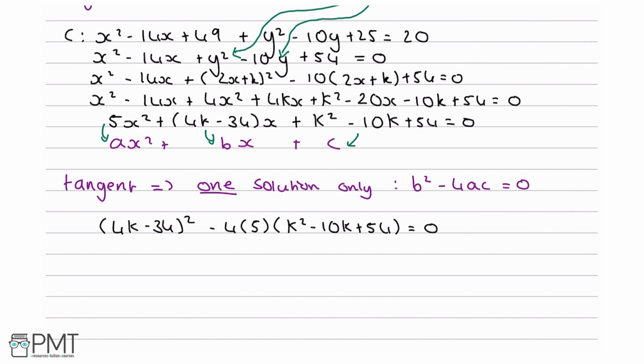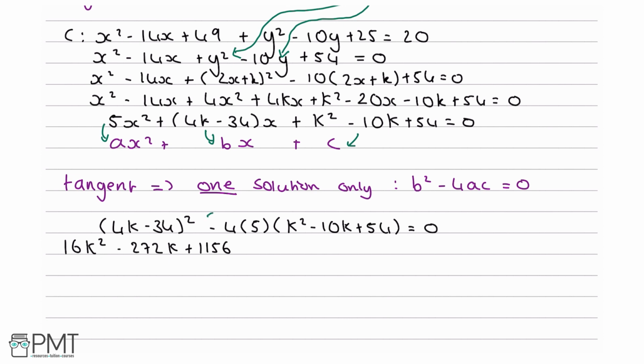The first thing to do is 4k times 4k, which is 16k squared, so 16k squared. Then we need to do 4k times minus 34, so 4k times minus 34 is minus 136, but we need to do it twice because it is being squared, so we multiply that by 2 to get minus 272k. And then finally, minus 34 squared is positive 1156.